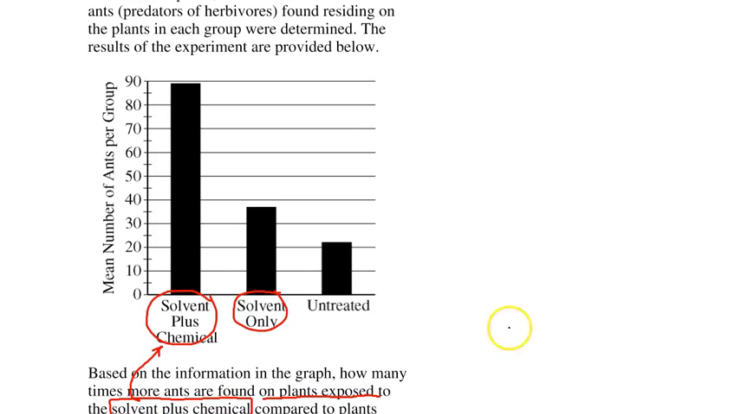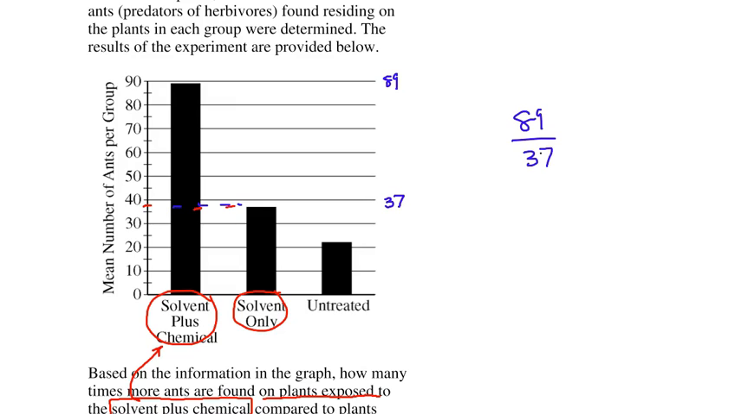Very simple. Let's go find the smaller value. Again, I don't have a straight edge, I'm just kind of guessing. It looks to me like I'm somewhere in between these two numbers, between 35 and 40. So let's say 37. And what's the value of the solvent plus chemical? Well, not quite 90, so I'll do 89. So how do I find the ratio? Well, big over small. So I'll do 89 divided by 37 in my calculator.